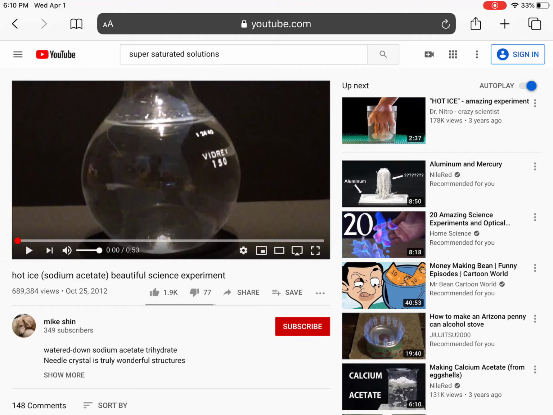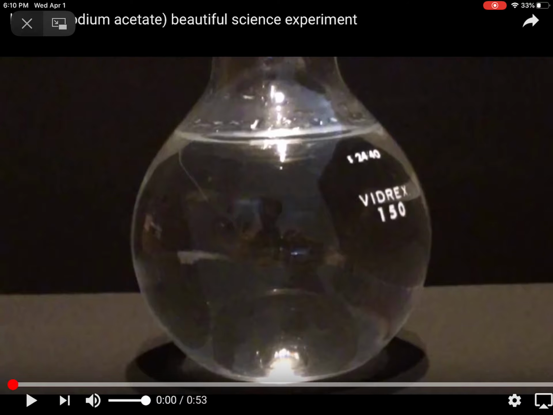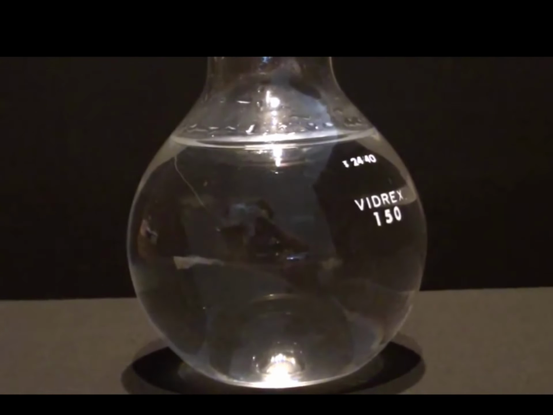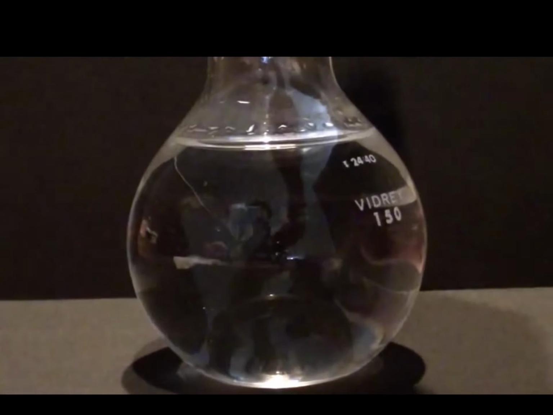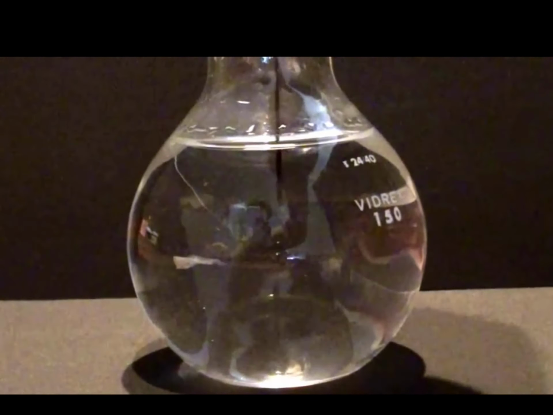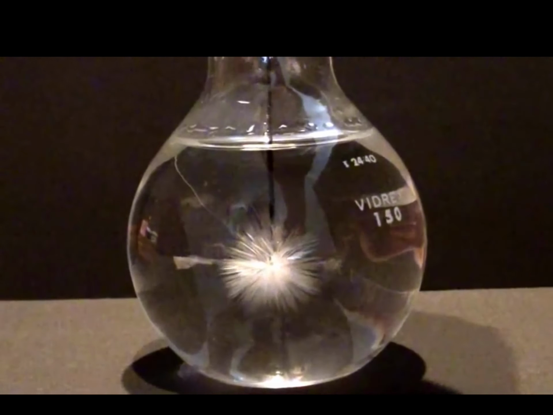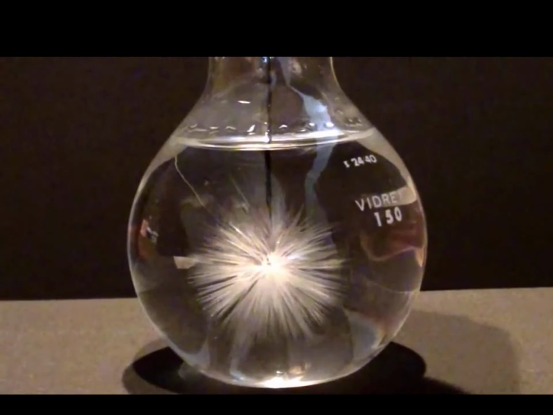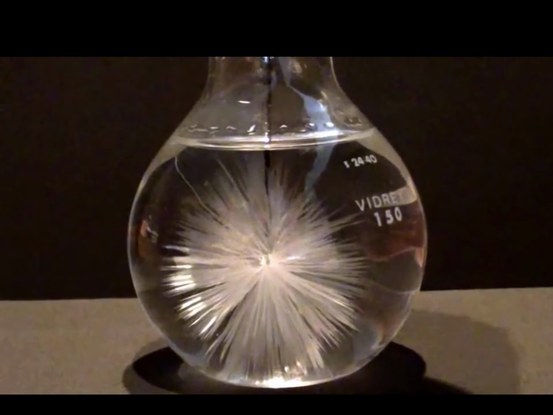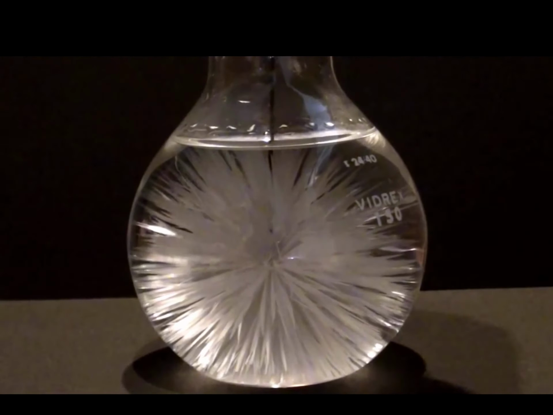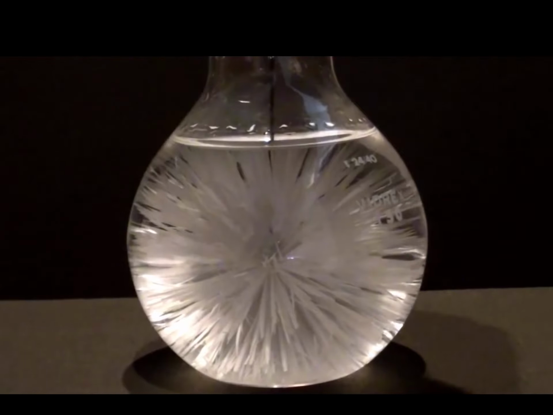Let me see if hopefully I'm pressing the right thing. There it is. All right. And so inside is dissolved sodium acetate, and it's a supersaturated solution. So this person is going to go ahead and add just a seed crystal of that acetate, and then notice that you guys see these crystals form from that seed crystal. And so this is what happens when you create a supersaturated solution.